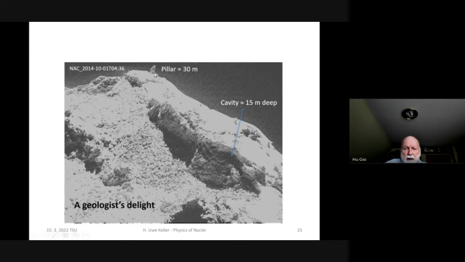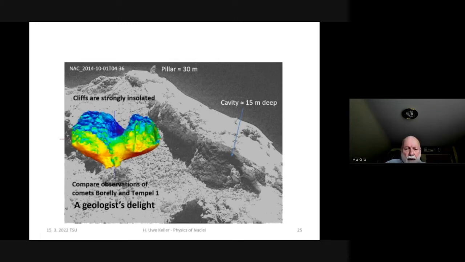You can see small pillars, similar to what we have seen in earlier flybys, and cometary surfaces are really a geologist's delight. Lots of different features to investigate, collapses of walls, which we observe, taluses, and so on and so on. And clearly, if you model, you can see that the cliffs shown here are more productive than the smooth surfaces on top. And this just indicates that the cliffs are eaten up by the erosion.